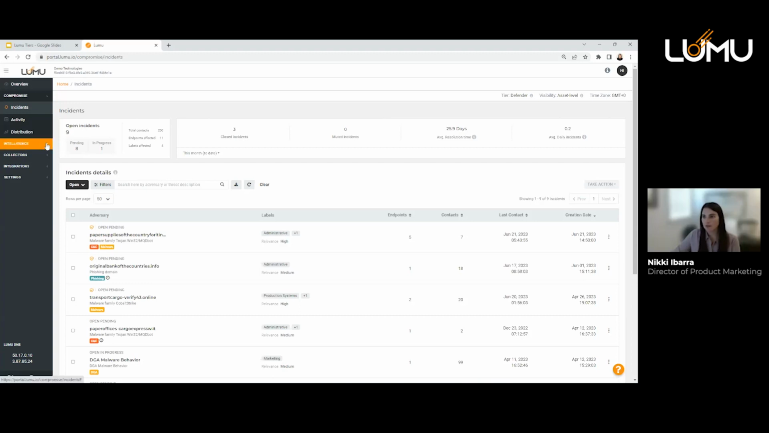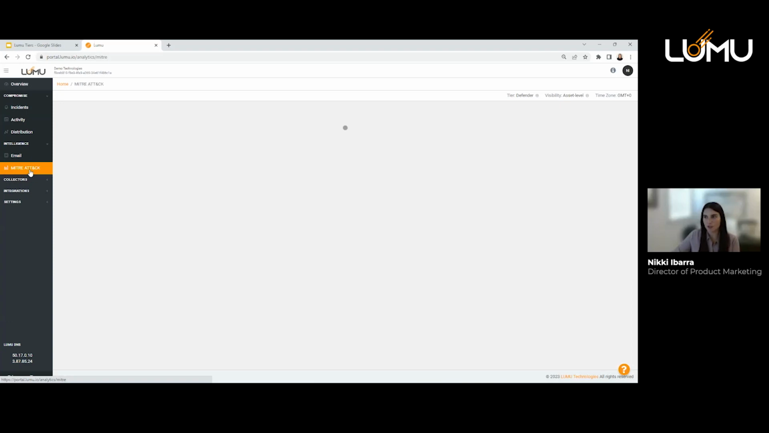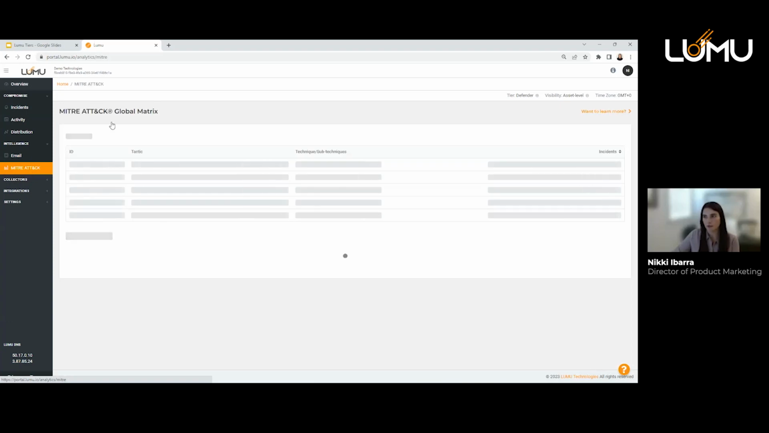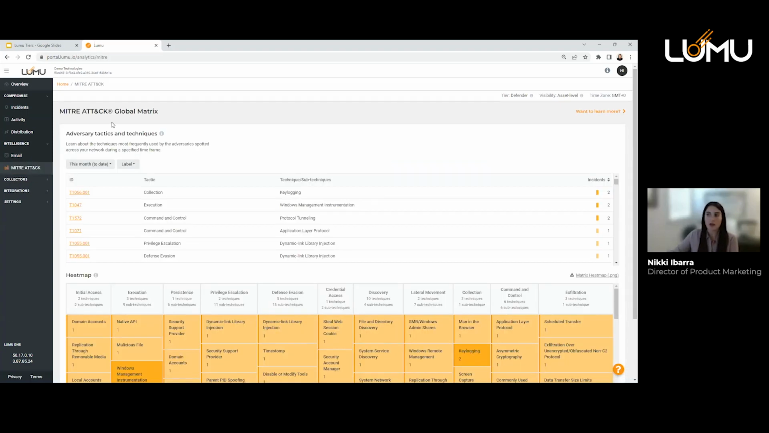One of the other really interesting and great new things that we have here at Lumu, which we're going to dive into in a little more detail later, is the global MITRE ATT&CK matrix. Now, this global matrix gives you pretty much a 360-degree view into the different tactics and the different techniques that are being used against your organization. And it's all linked to the MITRE ATT&CK matrix from the portal itself.